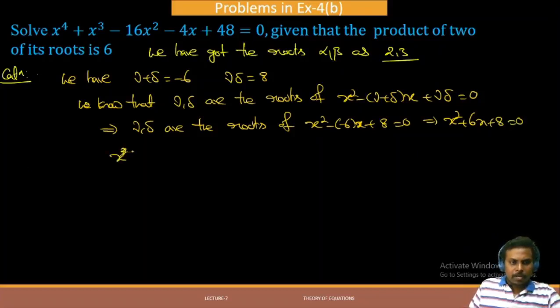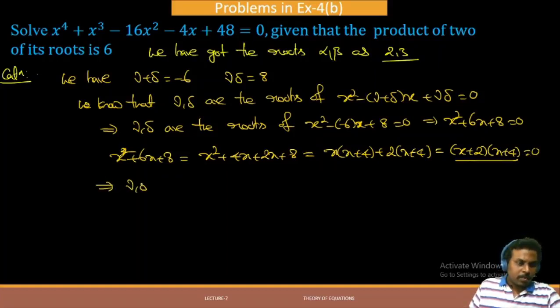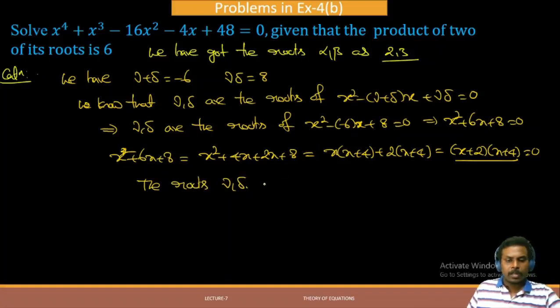So this x square plus 6x plus 8 is equal to x square plus 4x plus 2x plus 8. That is equal to x into x plus 4 plus 2 into x plus 4. That is equal to x plus 2 into x plus 4 is equal to 0. So this implies gamma, delta are the roots: minus 2, minus 4.